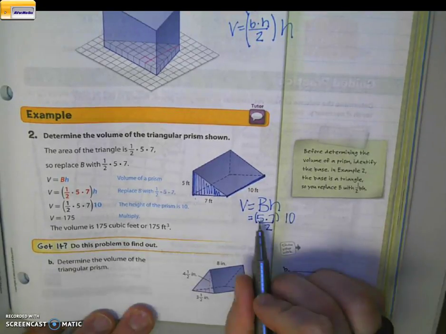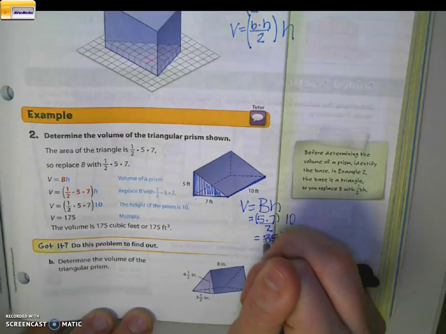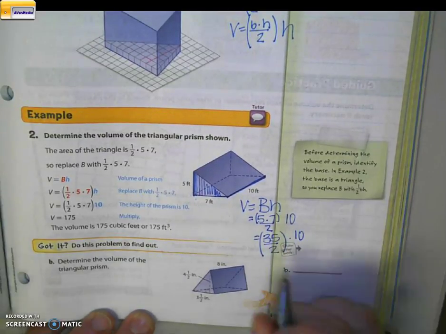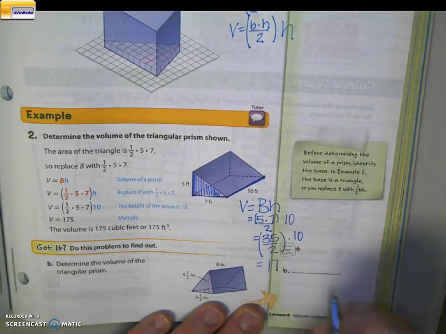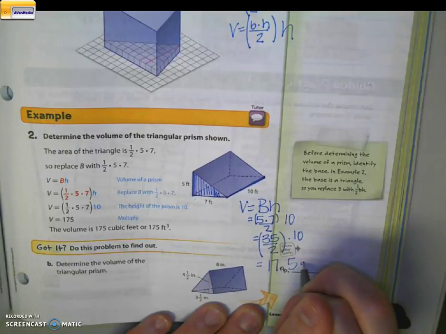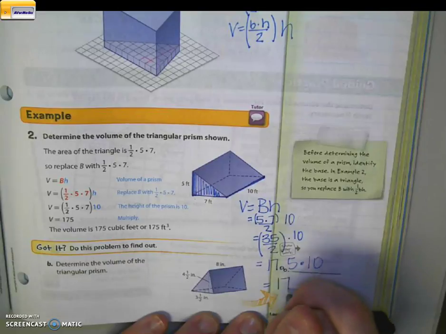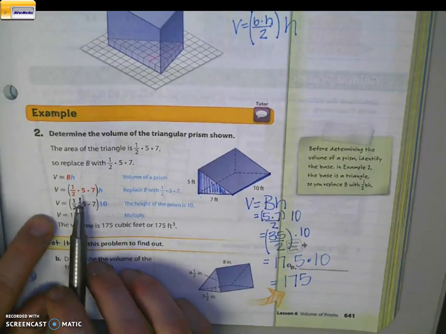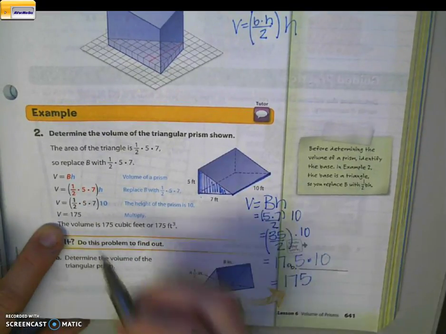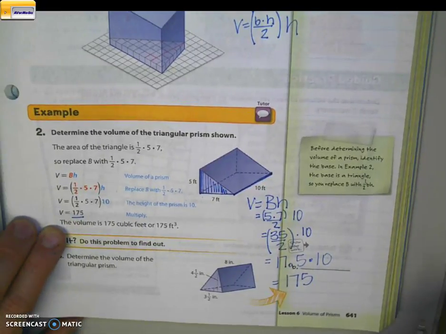Okay? So I'm going to start off, I'm going to do 5 times 7, which is 35. I'm going to divide that by 2. And then I'm going to times that by 10. So 35 divided by 2 is going to give me 17.5 times 10. And then if I multiply those, I'm going to totally cheat. I'm just going to move my decimal one time, and I'd get 175. So you can see I did the same thing that they did here, got the same answer. I still got 175, but I just did it a little different. So I didn't multiply by 1/2, I just divided it by 2, but you're going to get the same thing either way you do that.